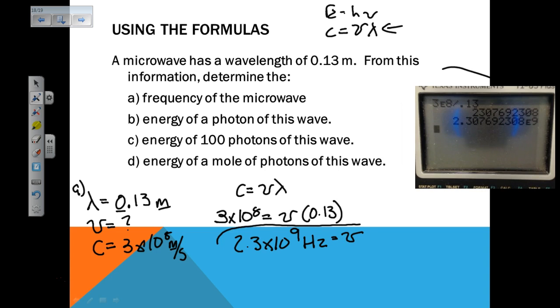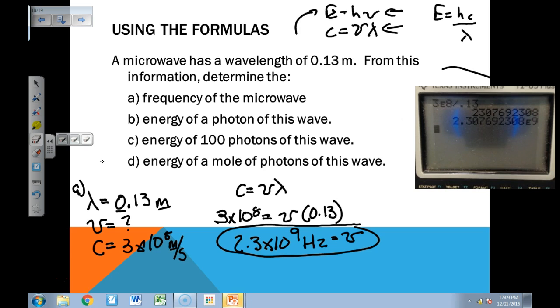Okay. Now it asks to calculate the energy. Well, there's only one of these formulas that has energy in it: E equals h nu, so we need the frequency in order to calculate the energy. The formula that you could also use is E equals hc over lambda, which relates energy to wavelength. But I'm going to use this formula right here. This is Planck's formula.